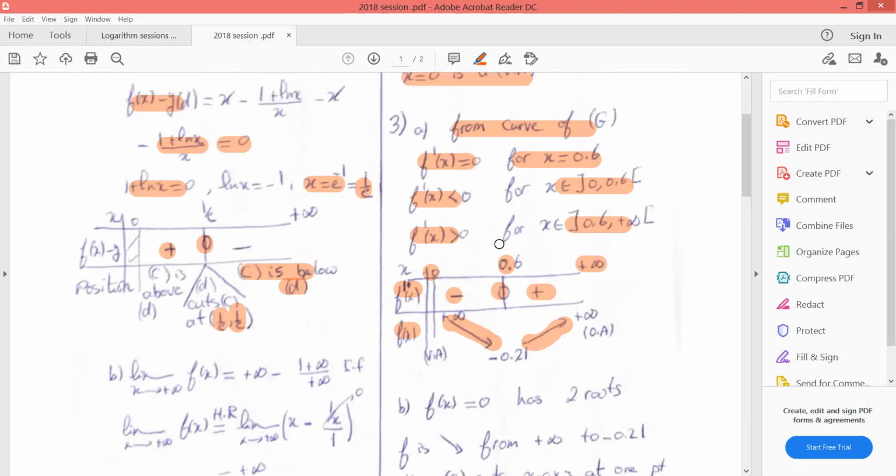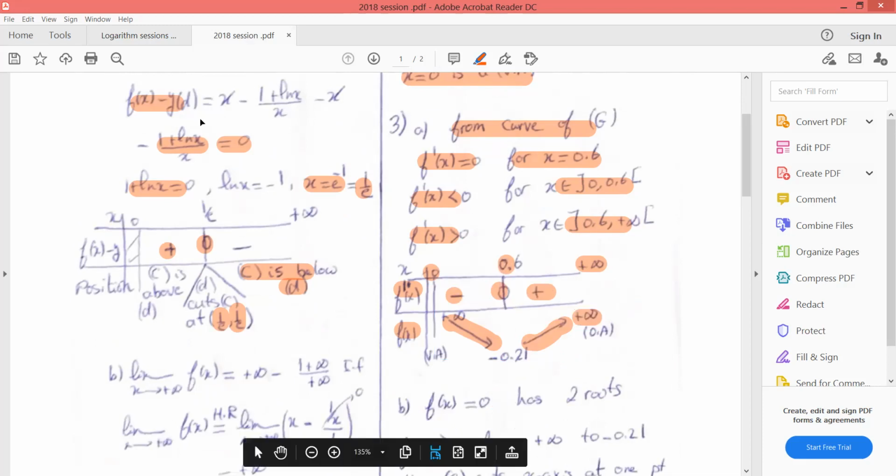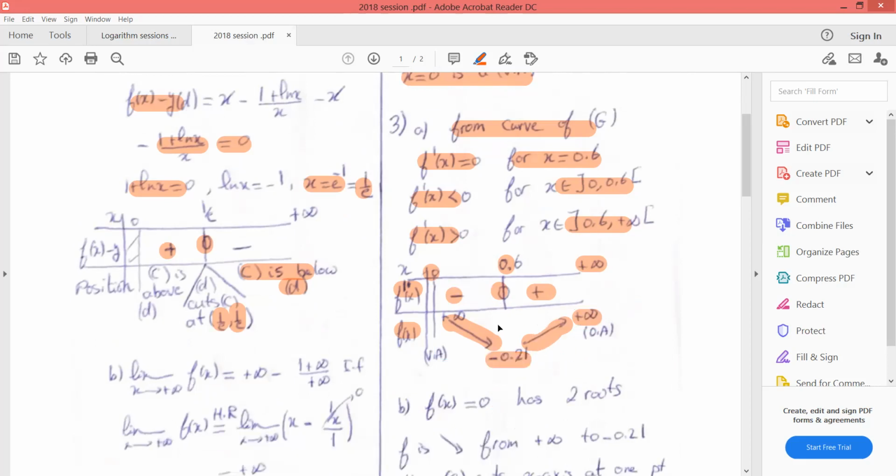At 0, we get plus infinity. We put plus infinity here. At 0.6, f of 0.6, by using the calculator, we get minus 0.21. At 0, we have a vertical asymptote. You can add this, it is optional. And at plus infinity, we have an oblique asymptote. At 0, the curve is coming near the vertical asymptote. At plus infinity, the curve will be near the oblique asymptote y equals x.